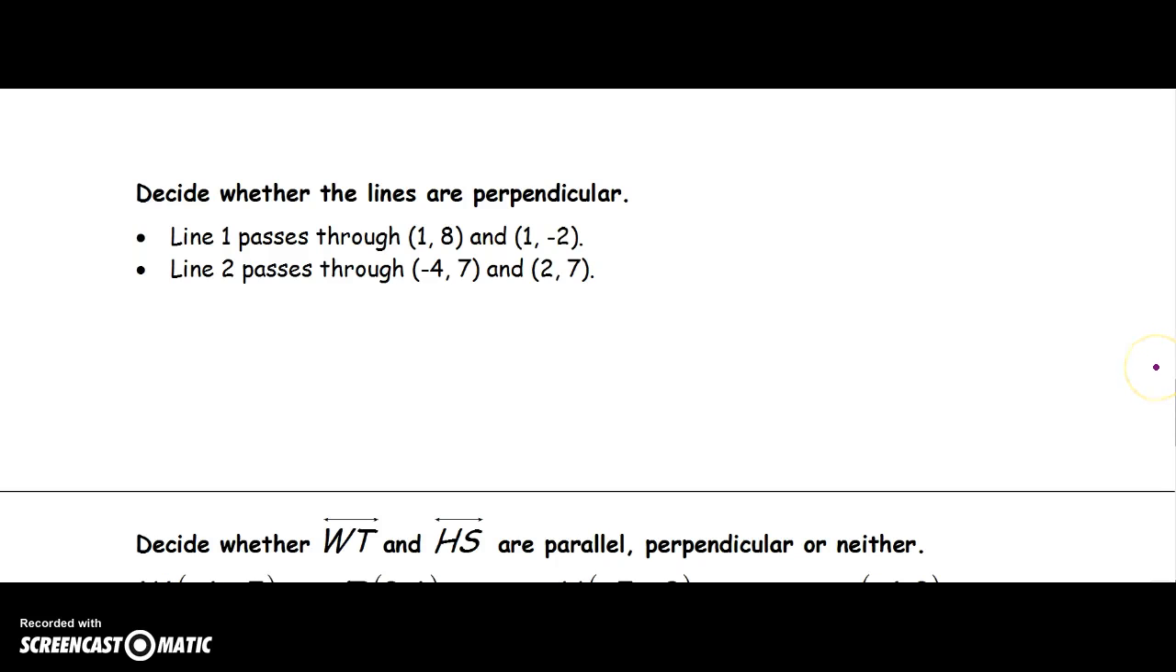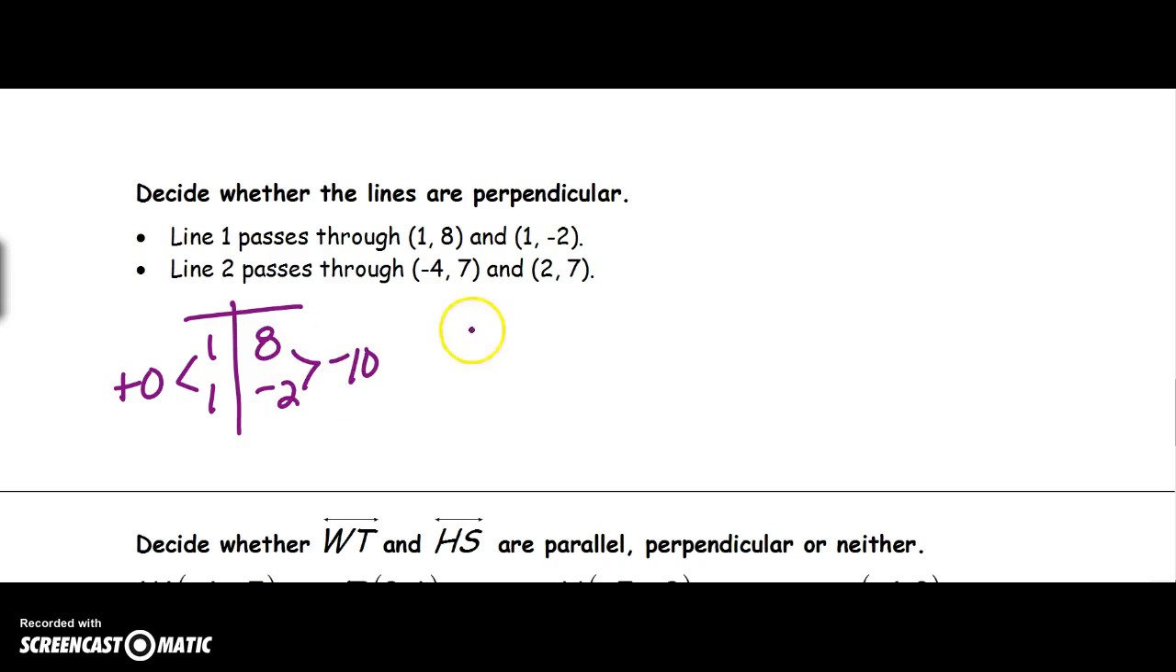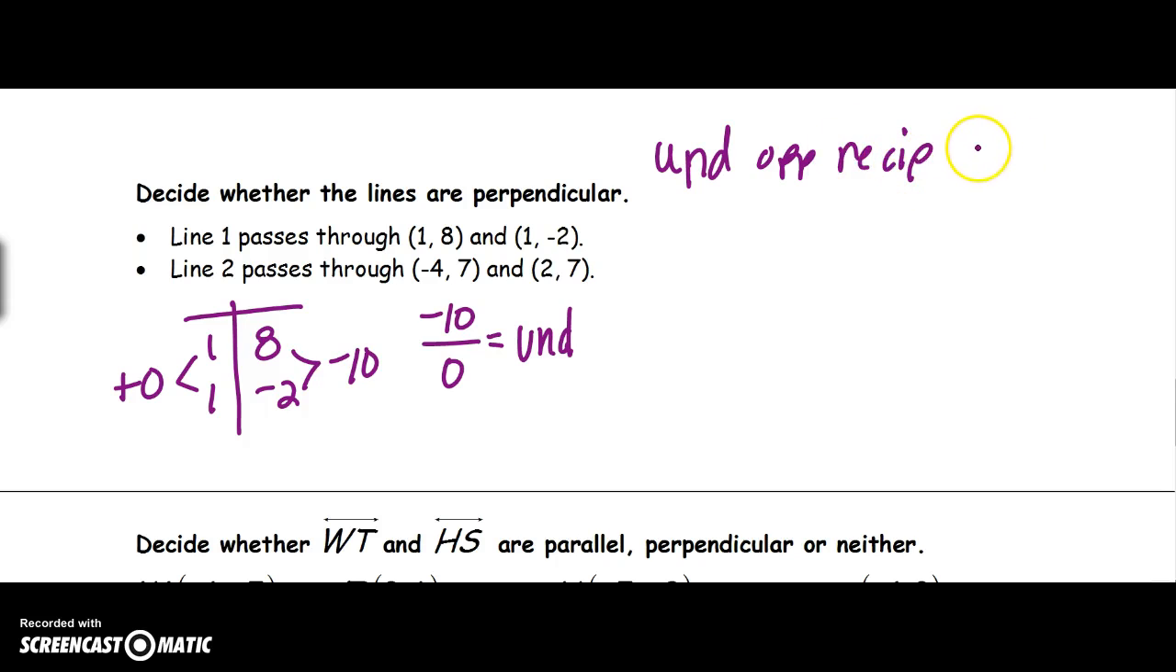So take a second and try this one. Line 1 and line 2, are they perpendicular? You have (1, 8) and (1, -2). Here you have plus 0 and then minus 10. So you have minus 10 over 0. This is undefined. An undefined slope, its opposite reciprocal is a 0 slope. So what we're looking for is if line 2 has a 0 slope. If it does, then they are perpendicular. If it does not have a 0 slope, then it is not perpendicular.